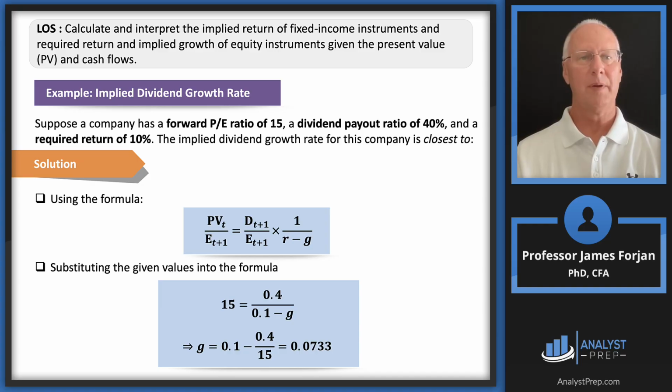All right, here we go. A company has a forward PE ratio of 15, and it has a dividend payout ratio of 40%, and a required return of 10%. Let's go ahead and solve for the dividend growth. So we just use this formula right there, rearrange it to solve for g, and if you do the math quickly, you get 7.33%.